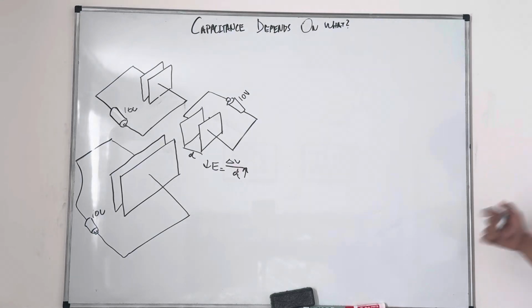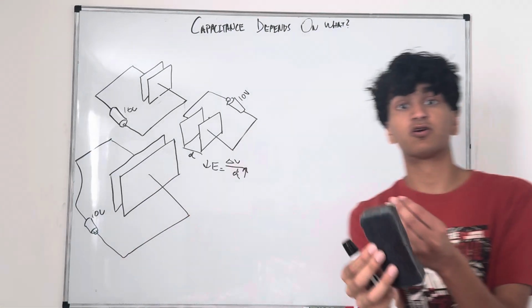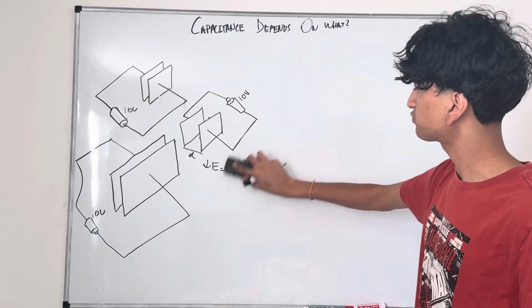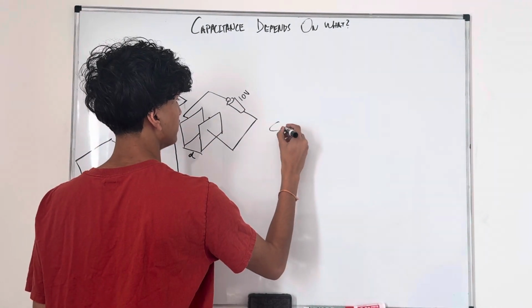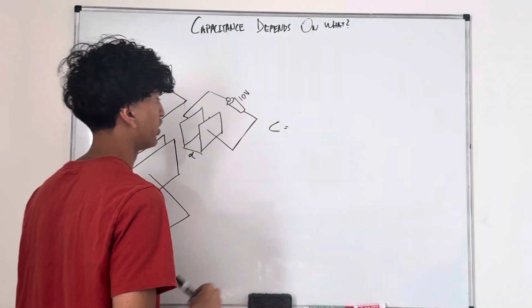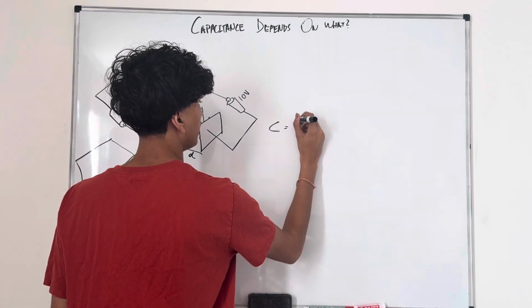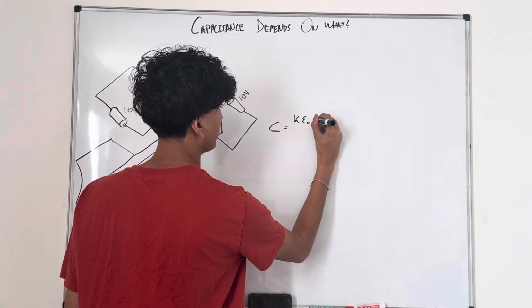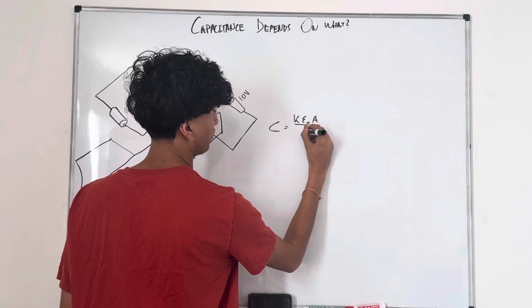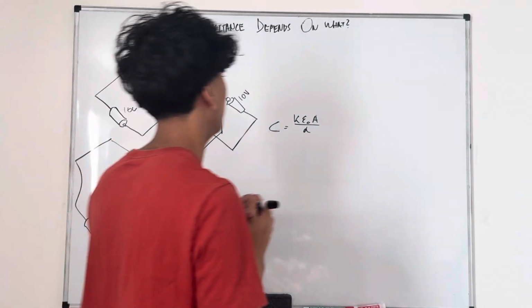So the equation for capacitance based off its physical properties is C equals kappa epsilon naught area, A, over D, the distance.